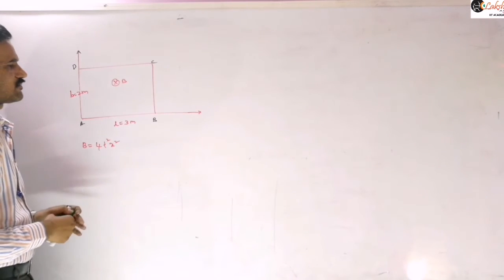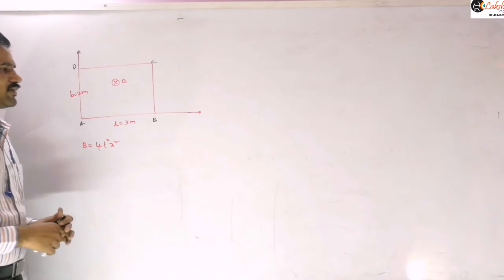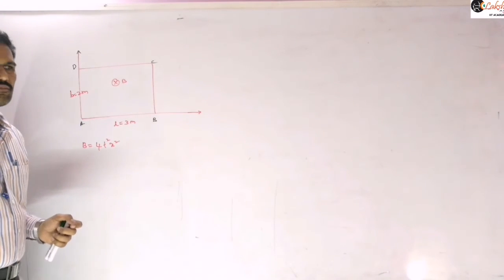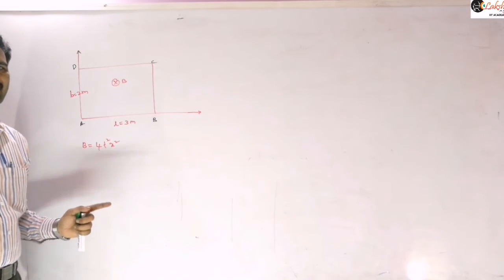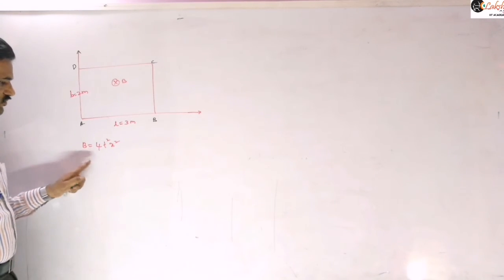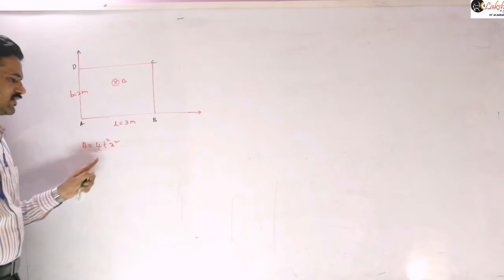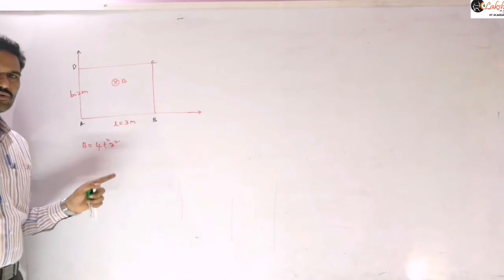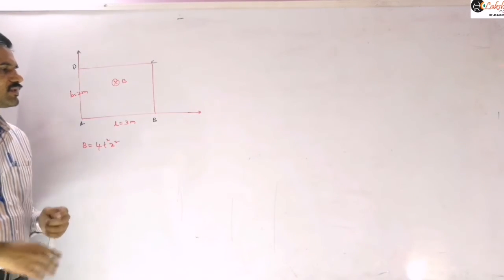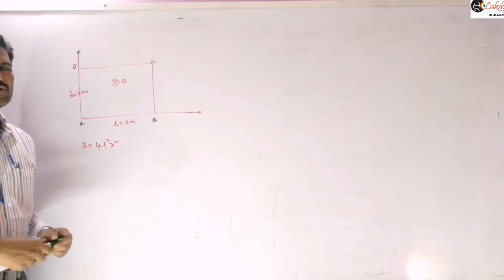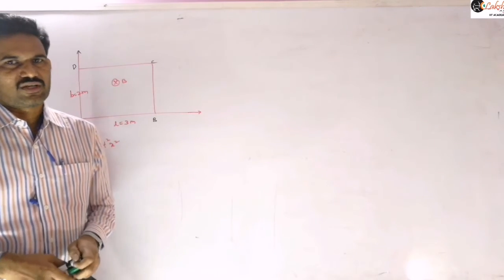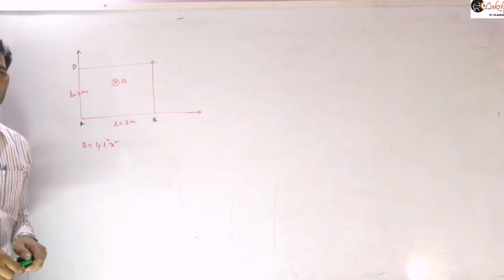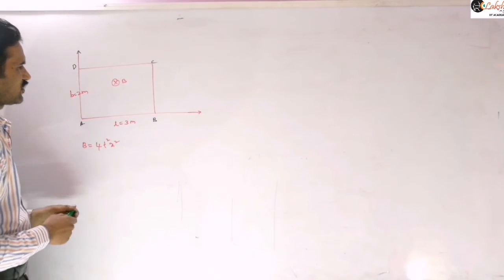Just to mention, a rectangular loop ABCD is placed in a magnetic field which varies with time and space as 4t square into x square. Then find the induced EMF produced in the loop as a function of time.